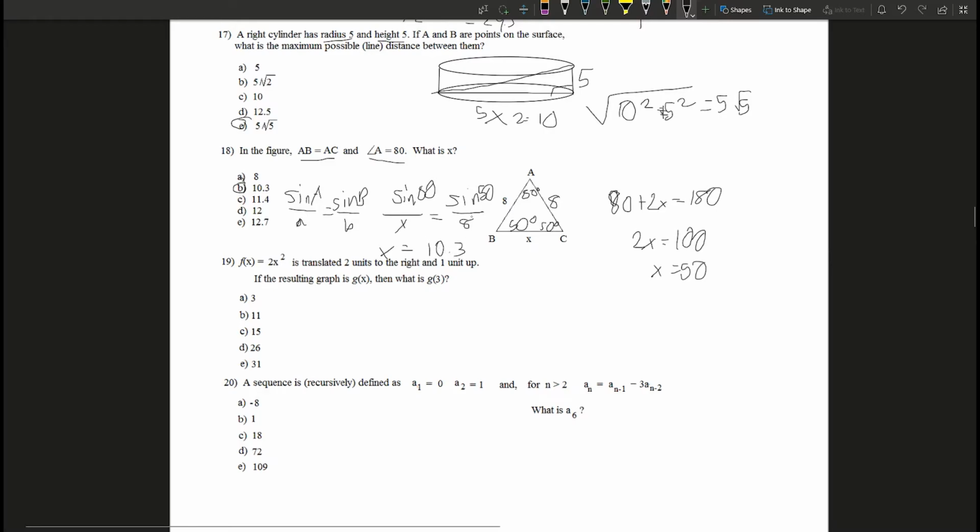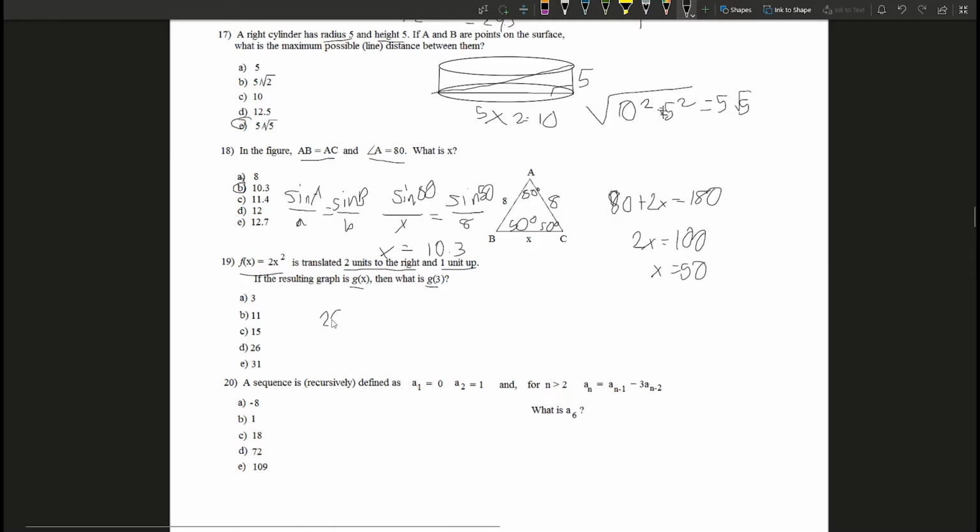Okay, so number 19. F of x equals 2x squared is translated 2 units to the right and 1 unit up. If the resulting graph is g of x, then what is g of 3? So first we have to write an equation for g of x. Okay, so our parabola equation is written here. All we have to do is translate 2 units to the right and 1 unit up, as the question says.